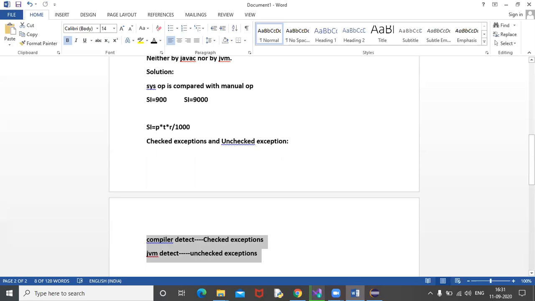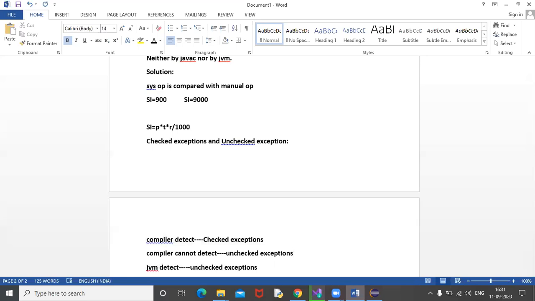I will write that also. Compiler cannot detect unchecked exceptions. Got it? This is true. So this is an important interview question. Generally, they are going to ask this question.